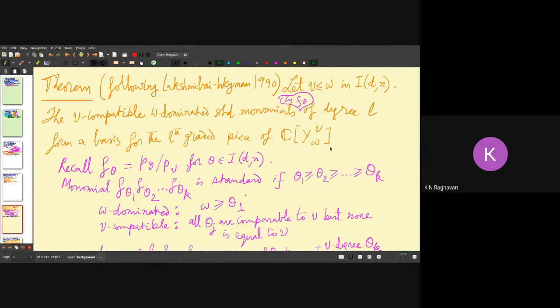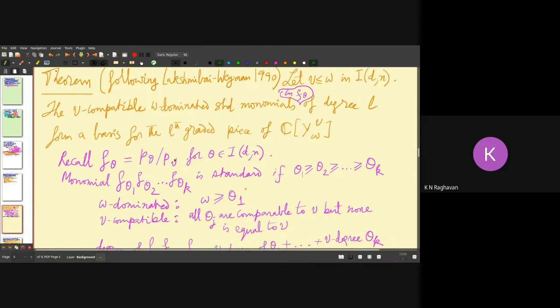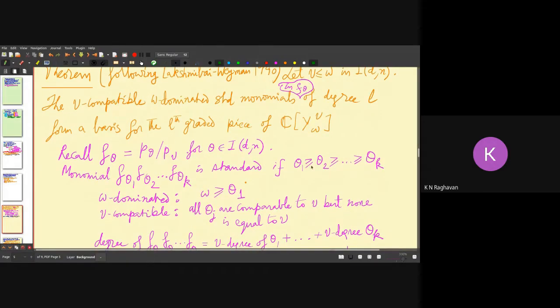This is the graded ring, and I want to compute its Hilbert function and its multiplicity and so on. So I have now a basis for the lth graded piece. And just to recall, F_theta is P_theta by P_v, as we have seen several times above. A monomial is standard if theta_1 is bigger than or equal to theta_2 is bigger than or equal to theta_k. It's called w-dominated if w is bigger than or equal to theta_1. And it's v-compatible if all the things theta_1 through theta_k are comparable to v, but none is equal to v.